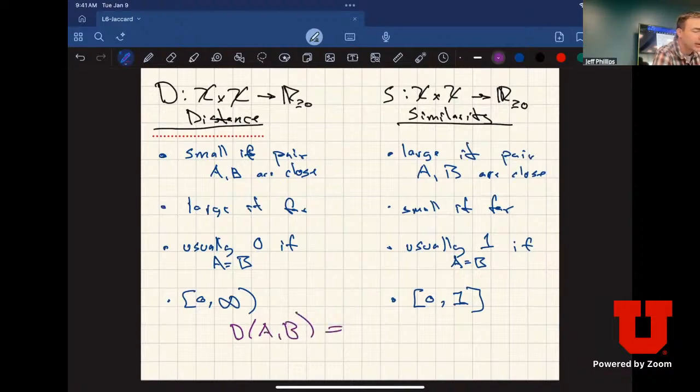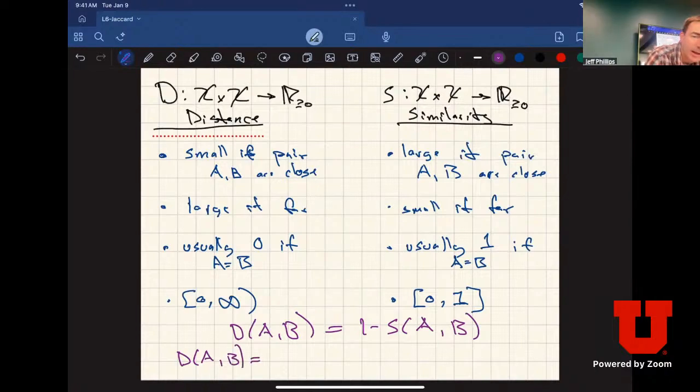D(A,B) will be just 1 minus the similarity. Okay. So the distance between two points A and B is equal to 1 minus the similarity. For the stuff we'll talk about most in the next lecture, that will be true. But this will give you a distance between 0 and 1.